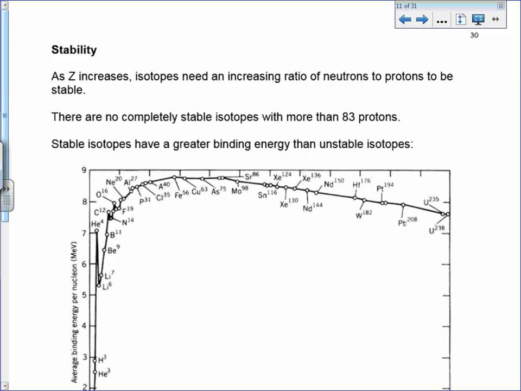Remember, an atom is more stable when the number of protons equals the number of neutrons, or it's very close. As Z increases, as the atomic number increases, as the number of protons in the nucleus increases, isotopes need an increasing ratio of neutrons to protons to be stable. There are no completely stable isotopes with more than 83 protons. So as soon as you go above 83 on the periodic table, everything's radioactive. And stable isotopes have a greater binding energy than unstable isotopes.